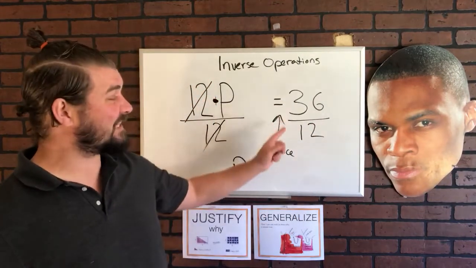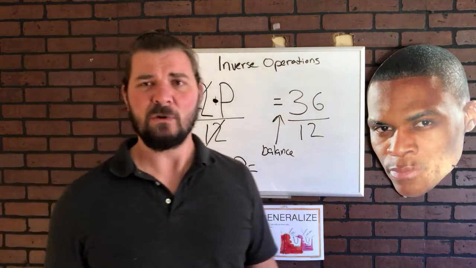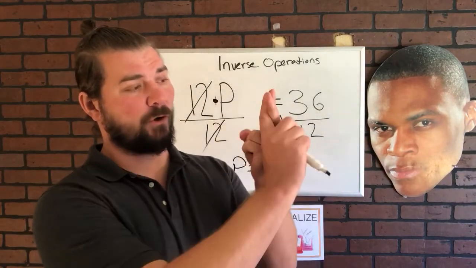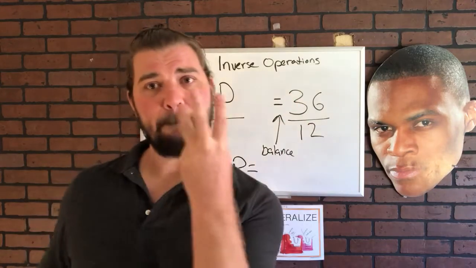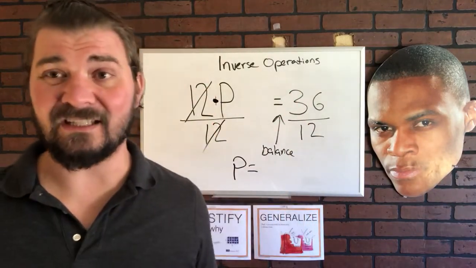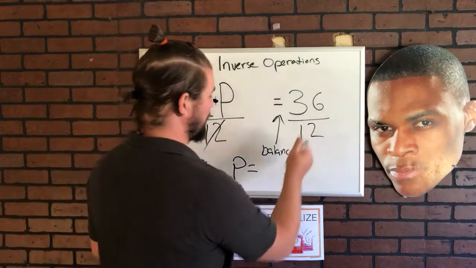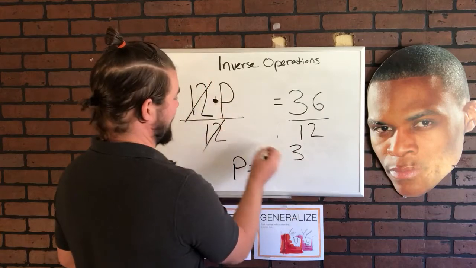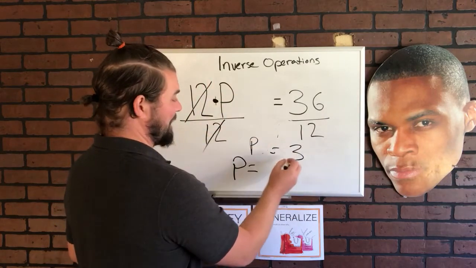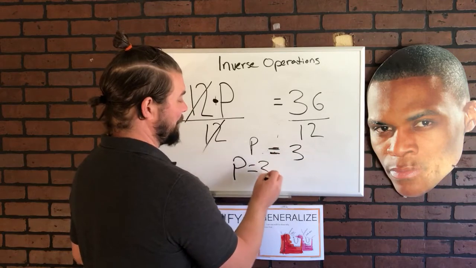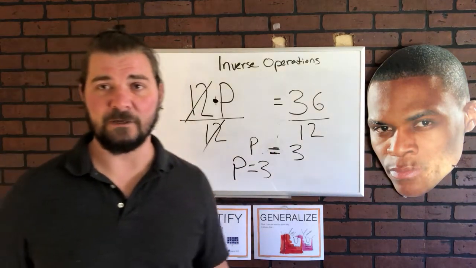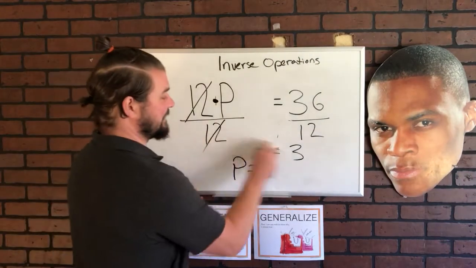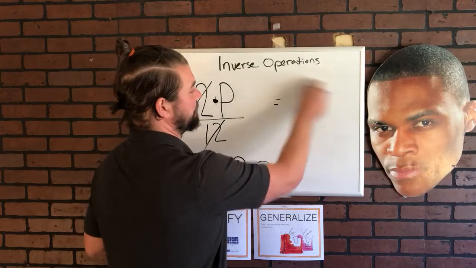So now I've got 36 divided by 12. Well, how many times can 12 go into 36? 12, 24, 36, bam, 3 times. 36 divided by 12 is 3. So I can rewrite this as 3 on this side. This on this side becomes P. P is now all by itself, and P equals 3. Don't believe me? Let's go back to the beginning and try it. Let's see if this is correct.